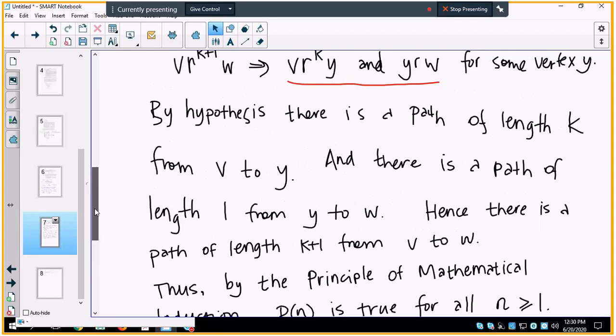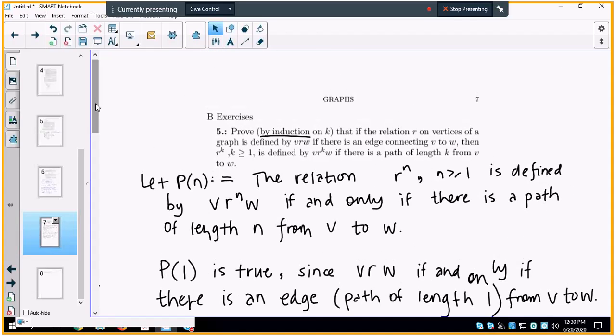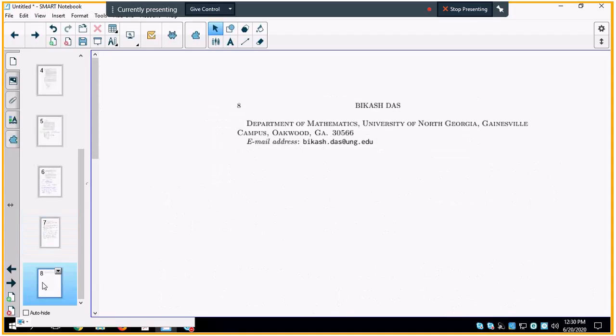And what have we proved? We've proved that the relation r to the power k is defined by v relates w through this relation if and only if there's a path of length k from v to w. So that is the conclusion of this lecture, and we'll stop the video here.